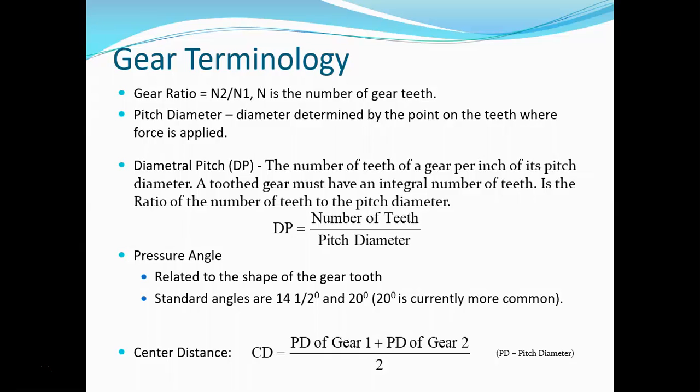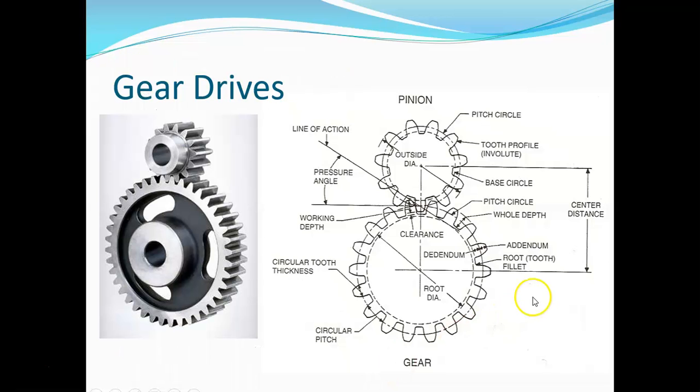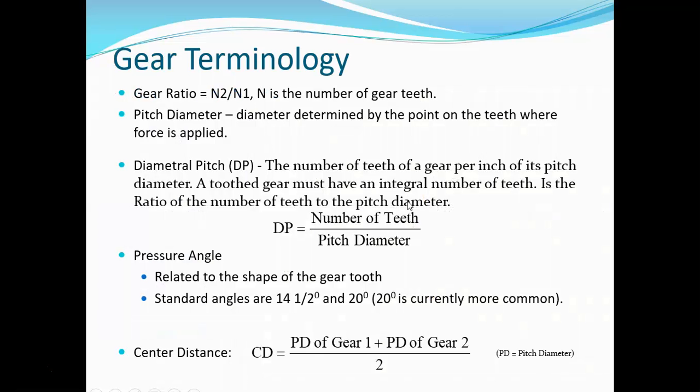Your center distance, and I talked about your pitch diameter, you need to know that. You take the pitch diameter of gear 1 and the pitch diameter of gear 2, add those together, and then divide that by 2. Go back to the previous slide so you can look at how they come together. The pitch diameter is essentially the measurement that you're inputting. You're adding the pitch diameter of both the larger and smaller gears and dividing that by 2, and it gives you your center to center distance.